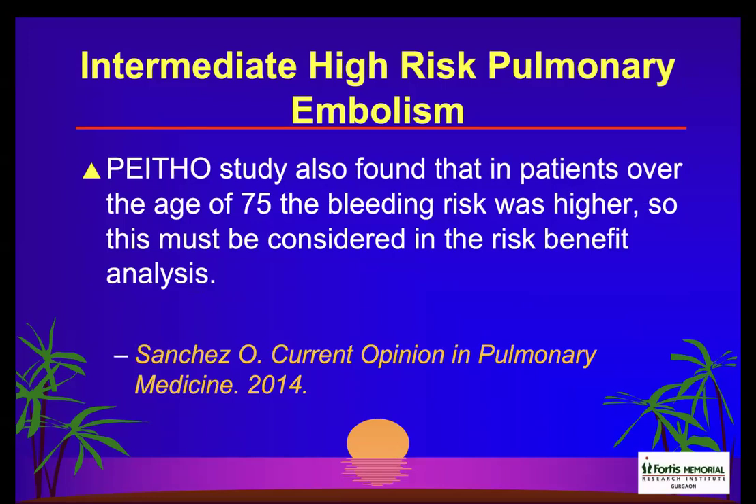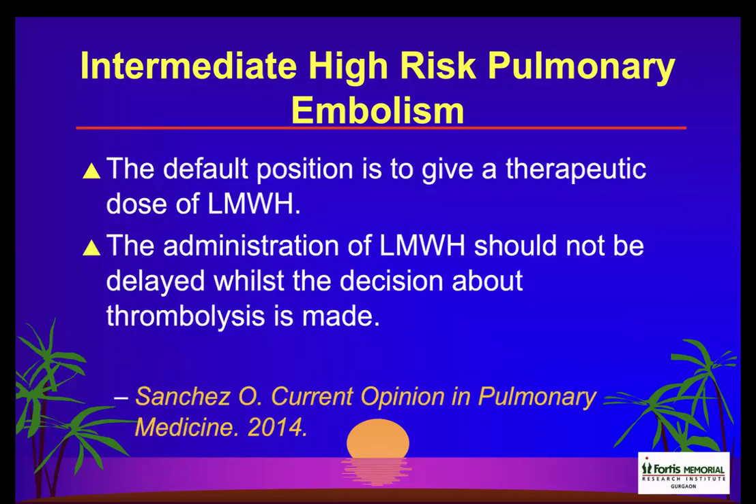The PEITHO study also found that in patients over the age of 75, the bleeding risk was higher. So this must be considered in the risk-benefit ratio. Age is a very important factor. More than 75, the risk of bleeding is high. And therefore, this factor is also to be taken into consideration before deciding thrombolysis in this group of patients.